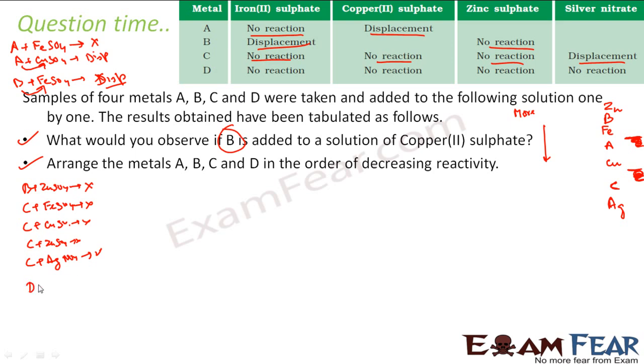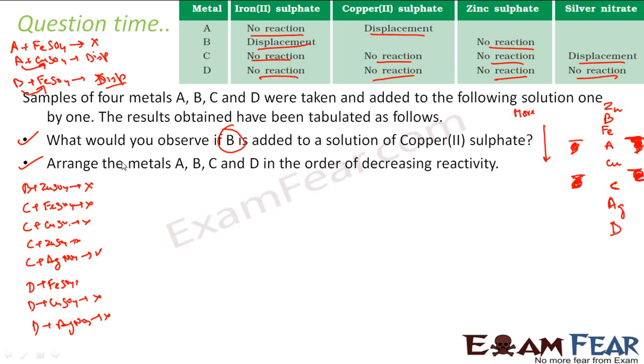D, when D reacts with iron sulfate, no reaction. That is, D is weaker than iron. So D can be anywhere here. I'll just put it here for timing. D reacts with copper sulfate, no reaction. So D will be below copper, right? D reacts with zinc sulfate, no reaction. So D is anywhere below zinc. D reacts with silver nitrate, no reaction. That is, D is below silver actually. That's the actual position of D. So this is my order which I have got. Zinc is most reactive and D is less reactive, right?